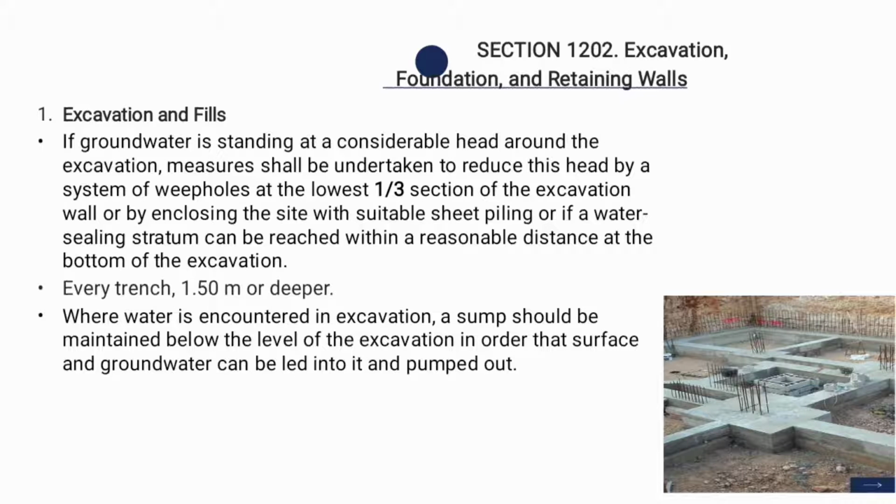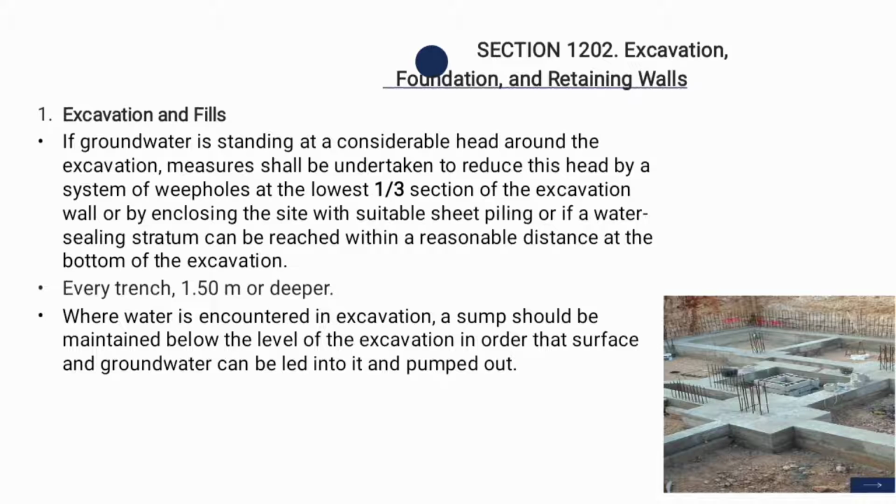And then if groundwater is standing at a considerable head around the excavation, measures shall be undertaken to reduce this head by a system of weep holes at the lowest 1/3 section of the excavation wall, or by enclosing the site with suitable sheet piling, or if a water sealing stratum can be reached within a reasonable distance at the bottom of the excavation.